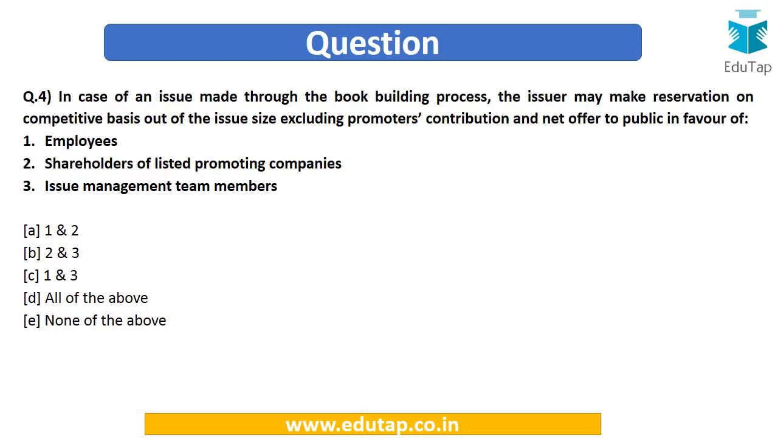In case of an issue made through book building process, the issuer may make a reservation on competitive basis out of the issue size, excluding promoters' contribution and net offer to the public, in favor of employees, shareholders of listed promoting companies, issue management team members. And the different options are 1 and 2, 2 and 3, 1 and 3, all or none.